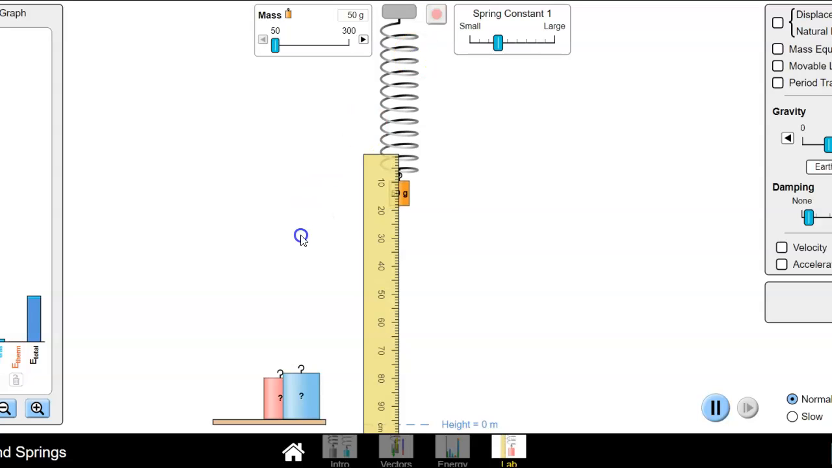And then I want to measure how far it's stretched. So remember, I don't want to measure to the bottom of the mass, I want to measure to where the little hook is. So that looks to me like about 7 centimeters. So I'll write down 7 centimeters, then I'll increase the mass a little bit.